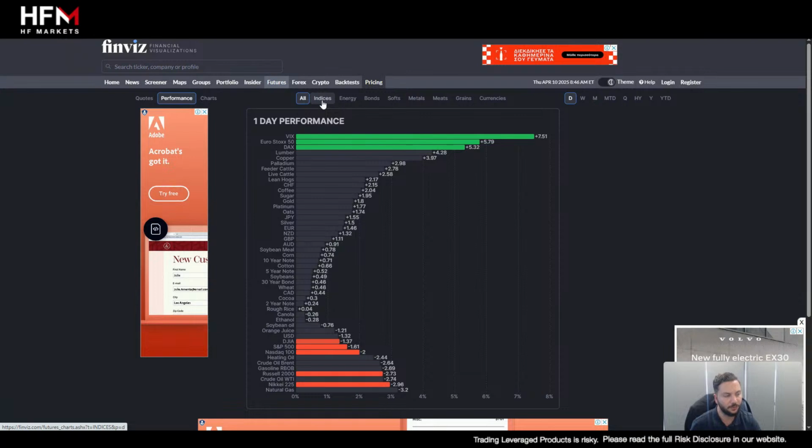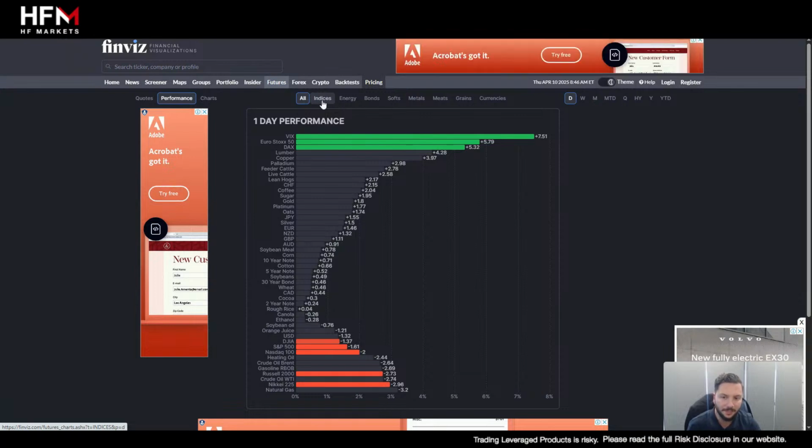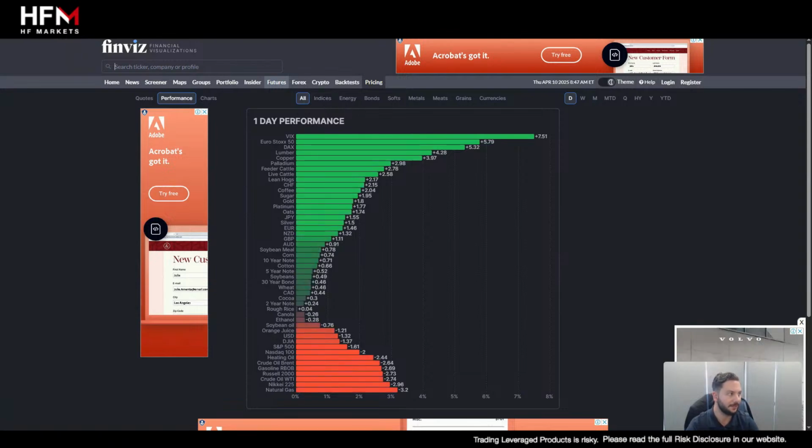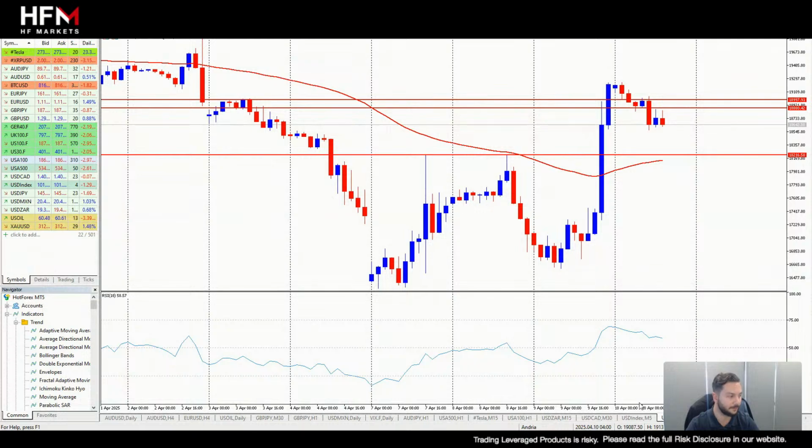Now, if we're looking at global indices, European indices are trading higher. Asian indices are trading lower. US indices are also trading lower at the moment. So it's kind of mixed. We don't yet have a clear outcome in terms of the VIX index or in terms of global indices.